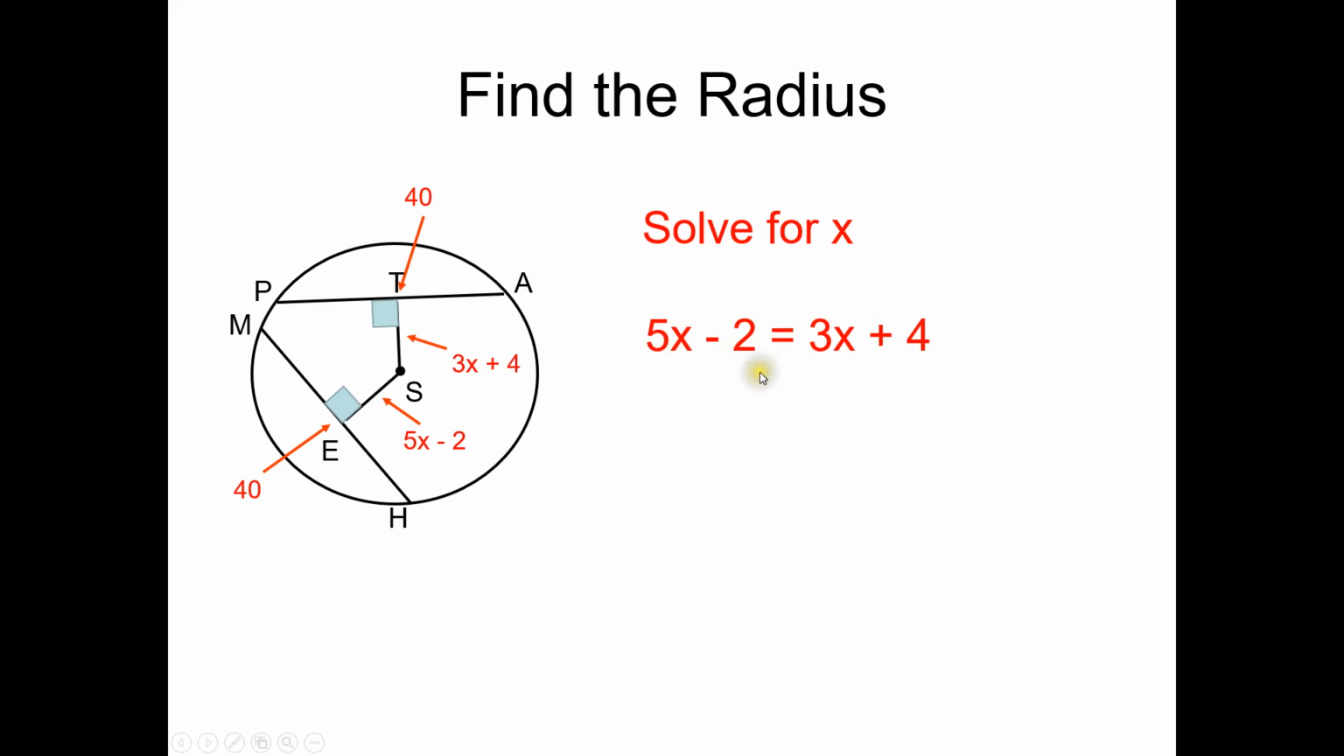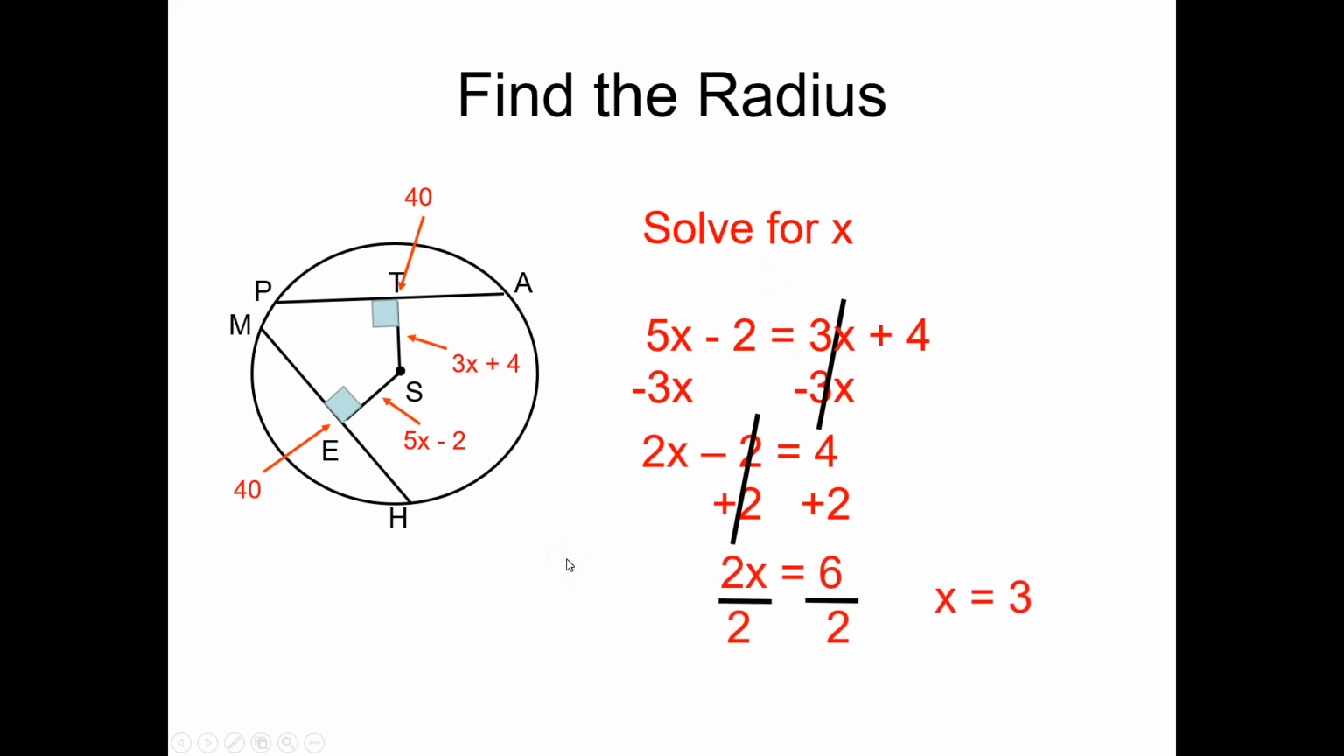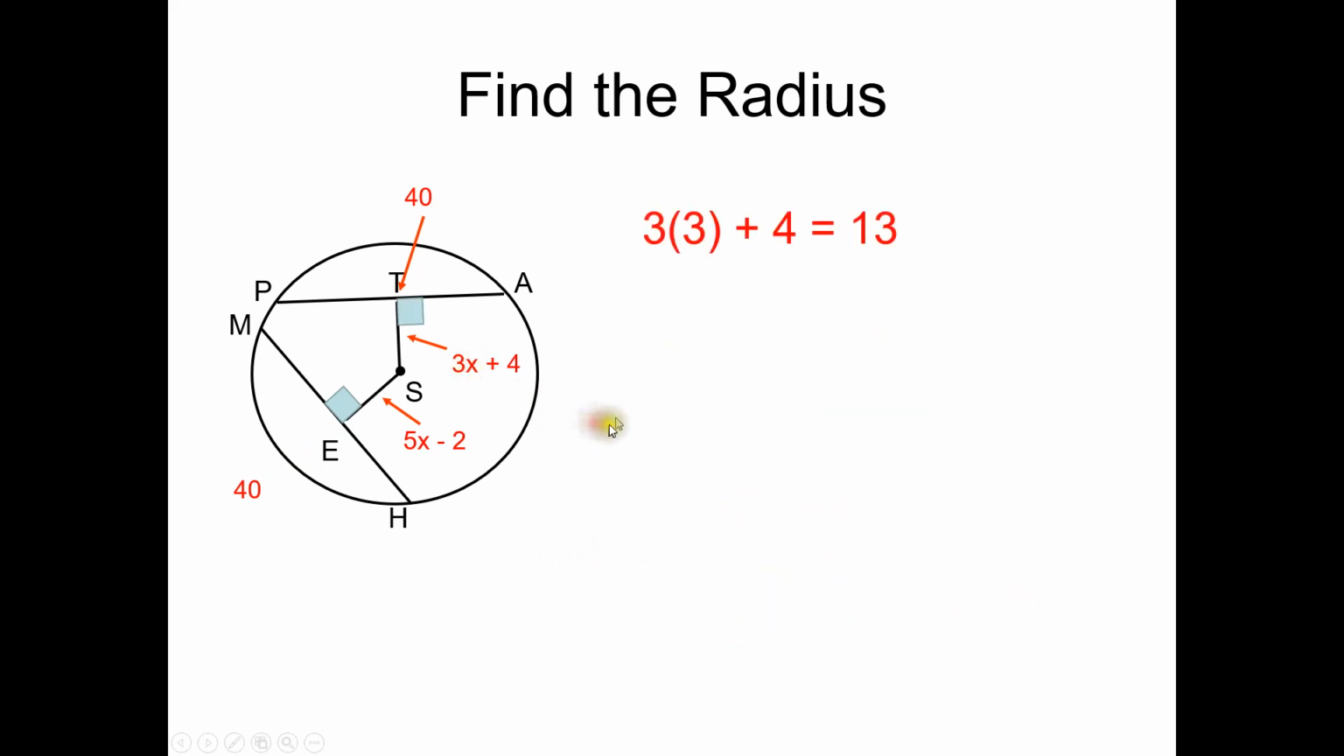So set them equal to each other, subtract 3x from both sides, add 2 to both sides, divide by 2, and x is 3. Okay, so I can take 3 and plug it in right there. Okay, 3 times 3 plus 4 is 13. So this segment right here is 13. Okay, so I'm going to put 13 there.